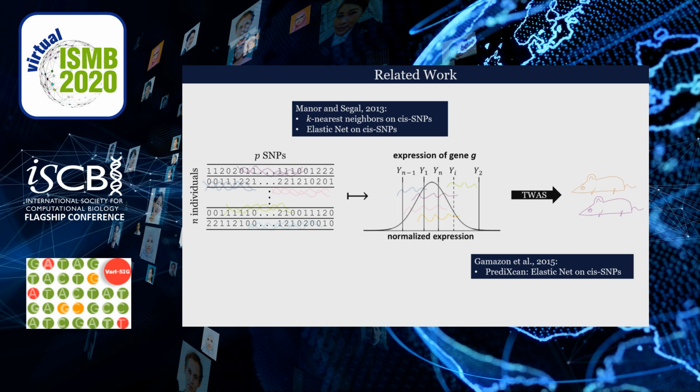The PrediXcan model was very similar to Manor and Segal's elastic net, but this was actually the first model to perform association with phenotypes. So soon after that, this model, Slinger, extended the features in prediction from cis-SNPs to SNPs genome-wide. So it's important to note that each of these methods are actually training a model for each gene. Some of these models can be quite accurate in predicting the expression of some genes, but they have low or near zero accuracy for many others.